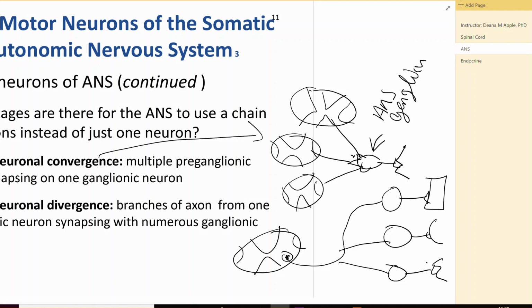Broader response, stimulate different areas, change lots of things at once. We need a broad response. We need the body to respond in multiple ways to this one stimulus that we got. We know this sensory input that we got means we've got to change this and this and this and this. When we have a capacity for neuronal divergence, we can change all those things at one time. So this is control. It's just control in a different way.